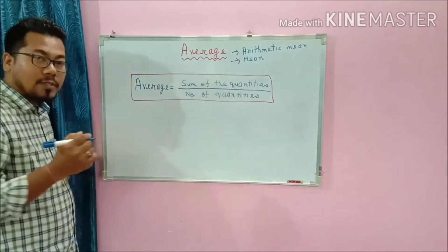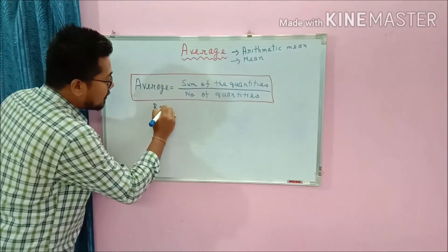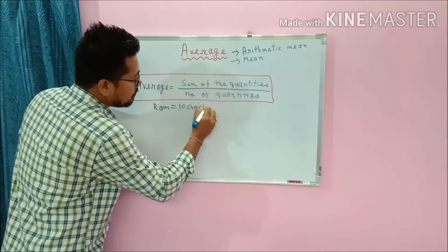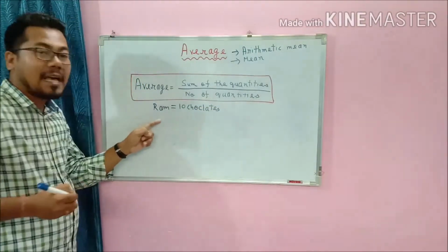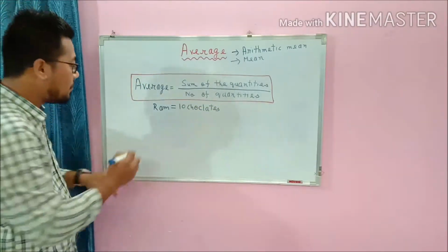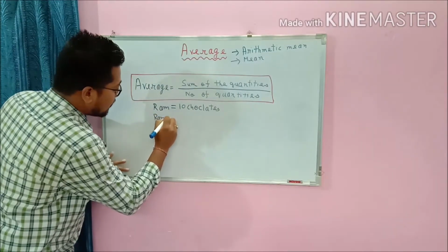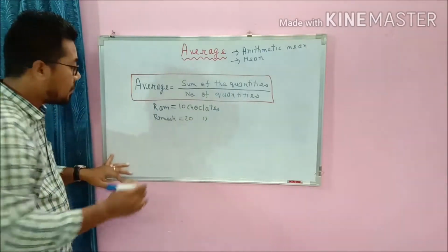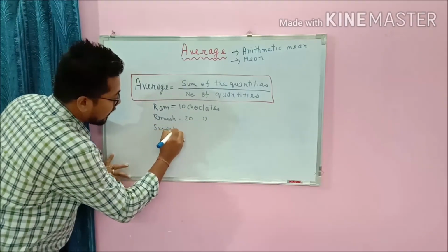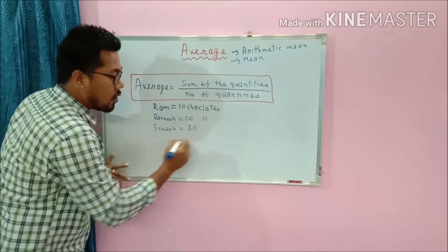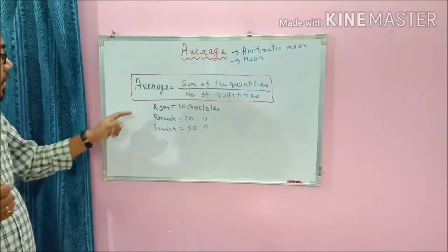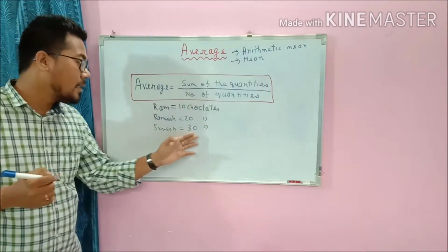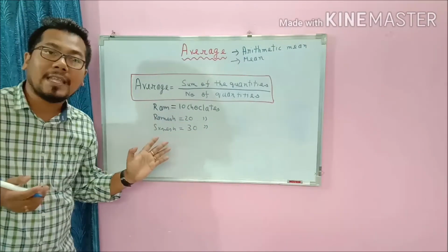Suppose I am taking three persons. Ram has 10 chocolates, Ramesh has 20 chocolates, and Suresh has 30 chocolates. So how do I find the average of this?